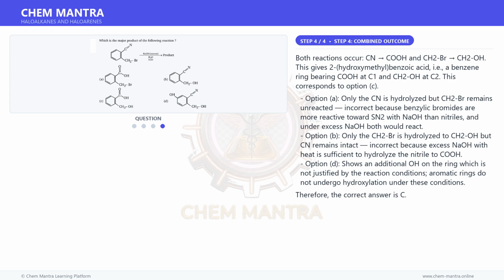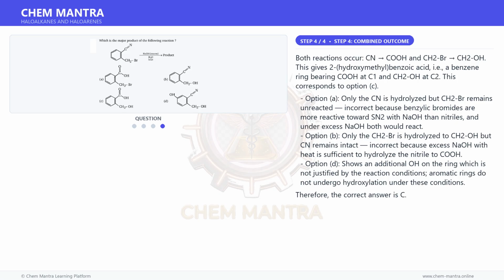And for the final step, both reactions occur, CN to COOH and CH2Br to CH2OH. This gives 2-hydroxymethyl benzoic acid, i.e., a benzene ring bearing COOH at C1 and CH2OH at C2. This corresponds to option C.